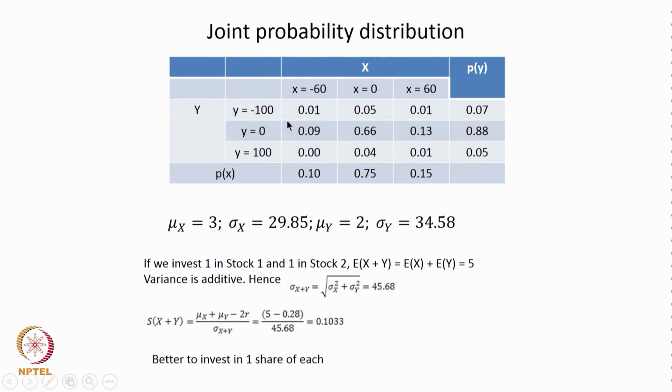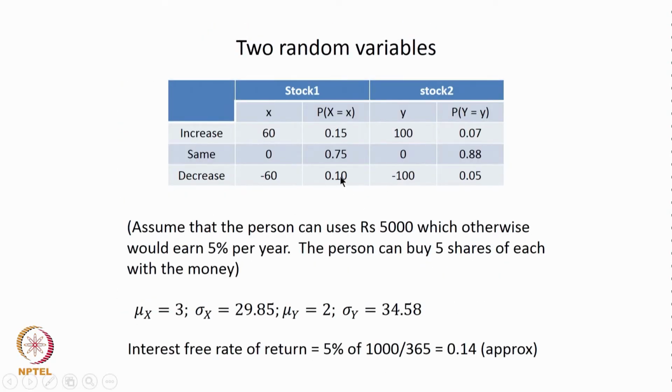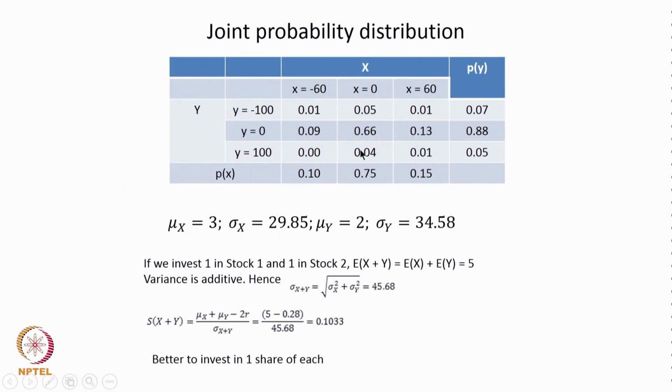Similarly, for y equal to 0, with x equal to minus 60, they are multiplied suitably to get 0.88, and y equal to 100 for all the x values adds up to 0.05. Similarly, the x probabilities are also 0.1, 0.75 and 0.15, as we see here. So, we have completed this table just like we completed this table in an earlier lecture in statistics.